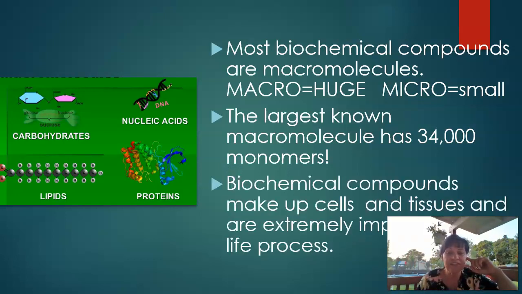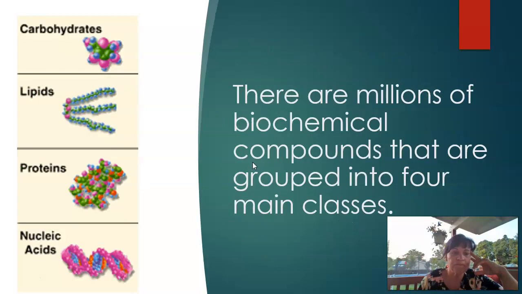Biochemical compounds make up cells and tissues and are extremely important in all life processes. So think of things that living things do to stay alive, right? Breathing, especially animals, we're taking in oxygen and releasing carbon dioxide. Biochemical compounds make up those cells and tissues that allow that to happen. Okay. Energy, bringing in food and changing it into a form that our body can use. All important things that these biochemical compounds do for our body.